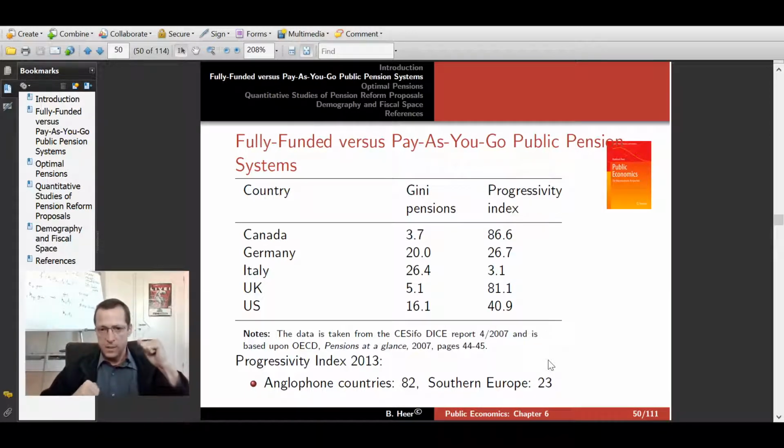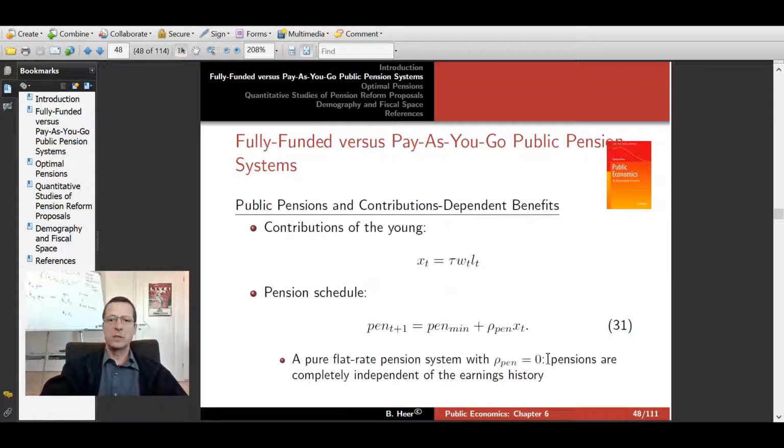Just the other way around, in the UK, in Canada, in the Anglophone countries, there the pension system redistributes much more among the retirees. And we wonder which system is better, the Anglophone countries or the Southern European countries. And we will discuss this at the end of this lecture. So in Southern European countries, this would be the case that pension mean here in our schedule is close to 0. In Anglophone countries, rho pen is close to 0.